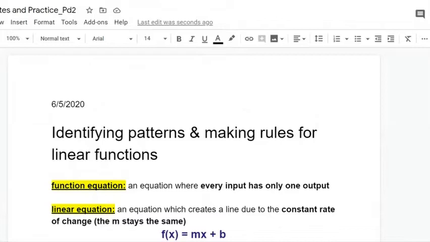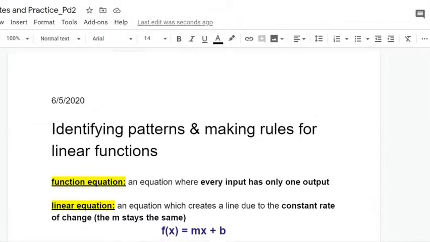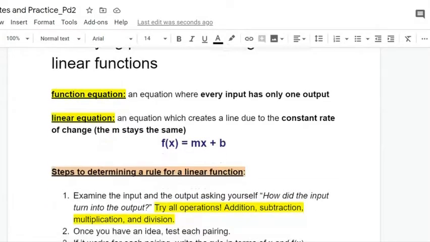So a function equation is an equation where every input has only one output. A linear equation is an equation that creates a line due to the constant rate of change, and the m stays the same. So we've been doing this for a couple of days now. We have steps to determine the rules of a linear function. I'm just going to quickly go through what that means.